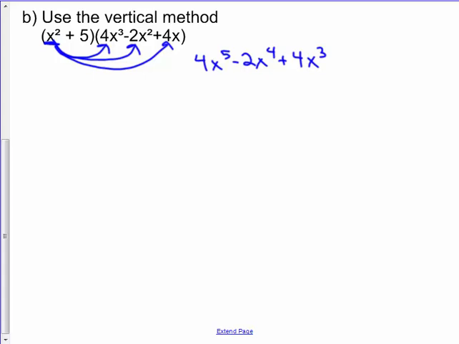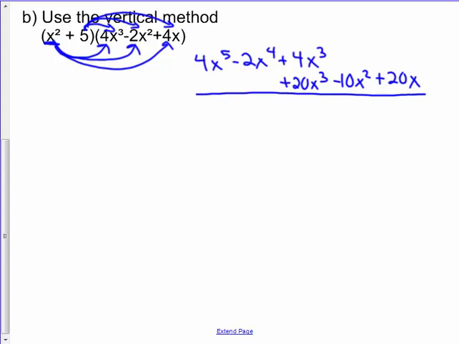4x to the third. So I'm going to do the same thing with the 5 now. I'm going to multiply the 5 into both things. Again, I'm basically distributing twice here. So 5 times 4x cubed is 20x cubed. So the x cubed, I'm going to put it under the other x cubed. When I take 5 times negative 2x squared, I get negative 10x squared. And 5 times 4x is 20x.